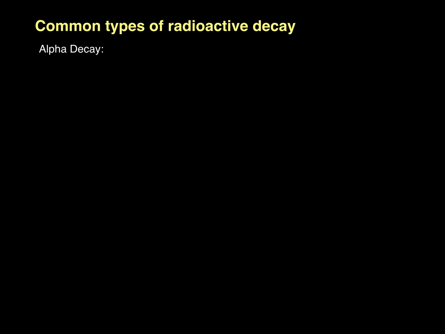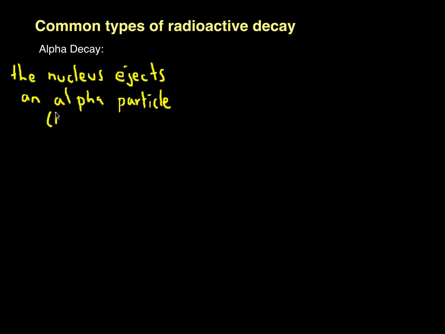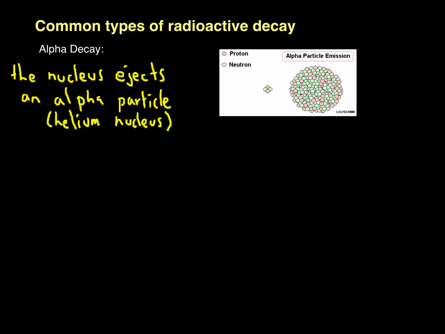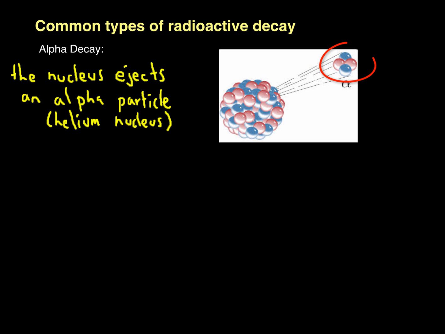We're going to look at the 4 most common types of radioactive decay, starting with alpha decay. In alpha decay, the nucleus ejects an alpha particle. Remember that an alpha particle is just a kind of helium nucleus. In alpha decay, 2 protons and 2 neutrons leave the nucleus. An alpha particle is this bundle of 2 protons and 2 neutrons, which is a helium nucleus. As a result, the original nucleus is decreased by 2 protons and 4 nucleons.